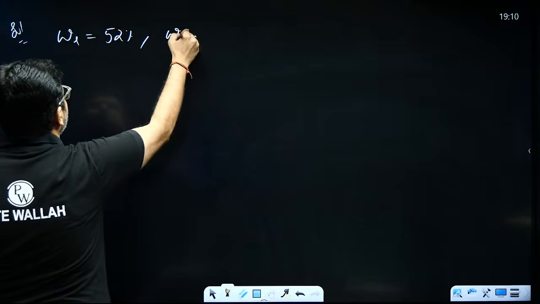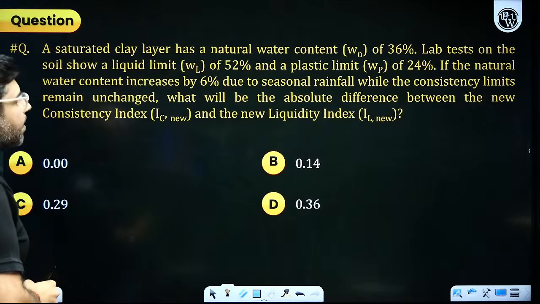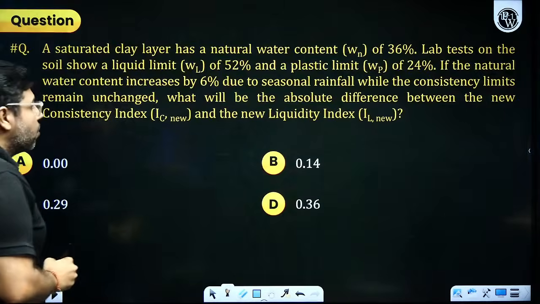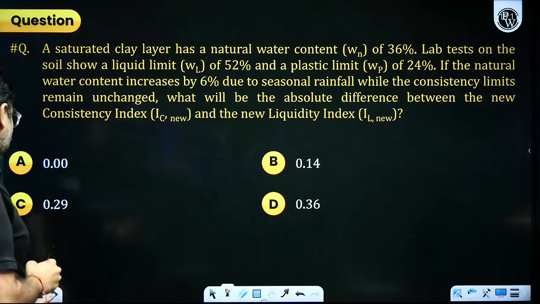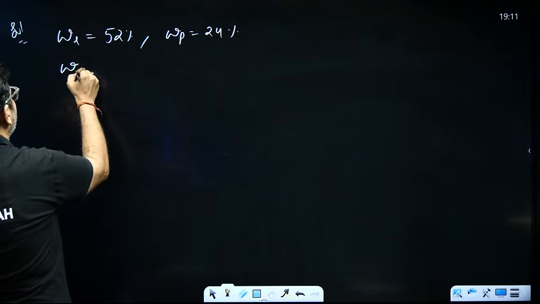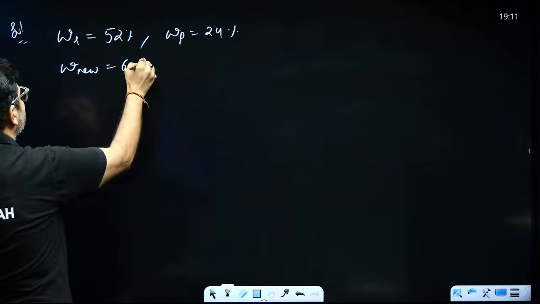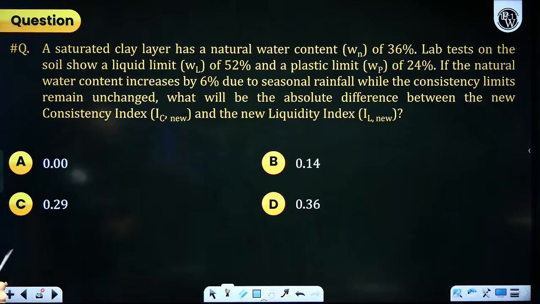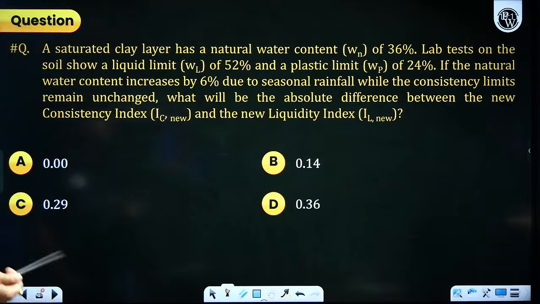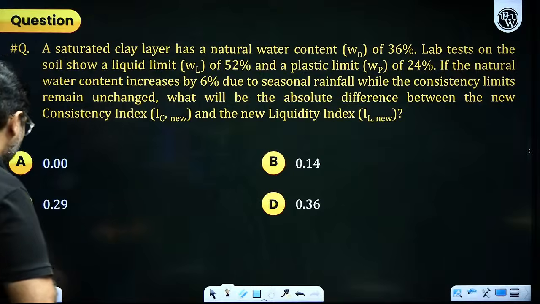Plastic limit is how much? That is 24%. Very great. Now, the new moisture content, W new, is 6%. Now, while the consistency limits are unchanged, what will be the absolute difference between the new consistency index and the new liquidity index? So, the consistency limits are not changing, so we have to find out the difference between IC new and IL new.